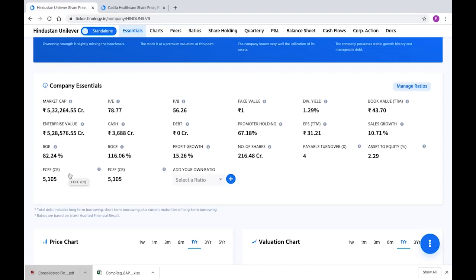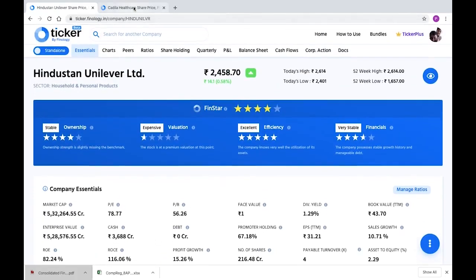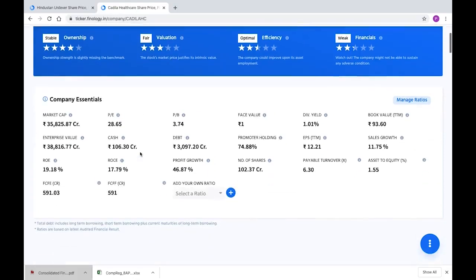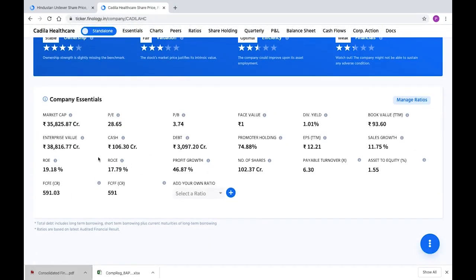But it's important that while analyzing a company with debt, you check ROCE as well and don't be blinded by ROE. For a debt-free company like HUL, you can trust ROE. In case of a company with debt, let us check Cadila Healthcare Limited. ROE is 19% while ROCE is around 17%.